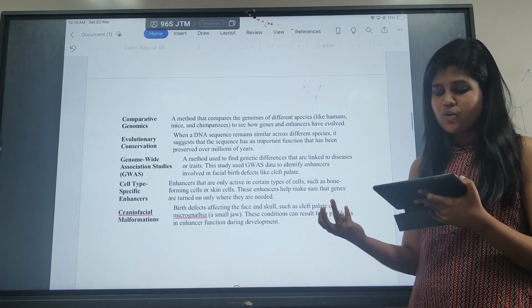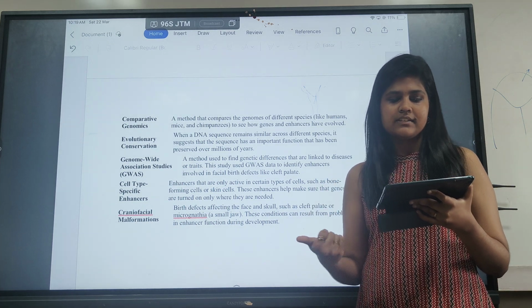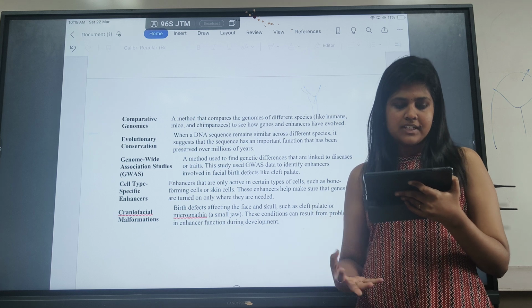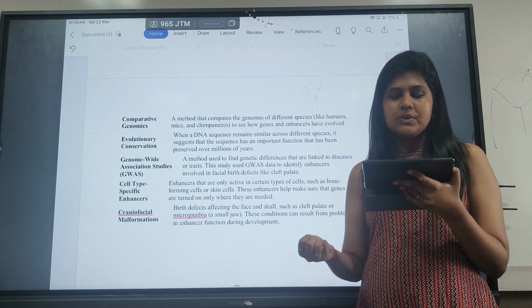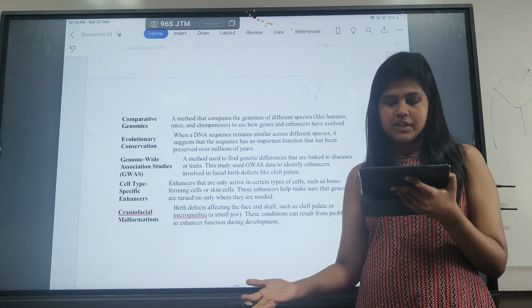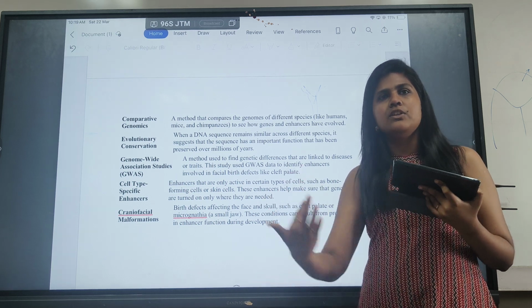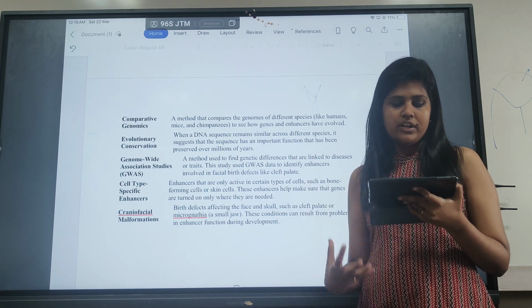Comparative genomics is a method that compares genomes of different species like humans, mice and chimpanzees. In this study they have used comparative genomics, and there is something called evolutionary conservation. When a DNA sequence remains similar across different species, it suggests that the sequence has an important function. Over the evolutionary period, this particular DNA sequence has played an important role.